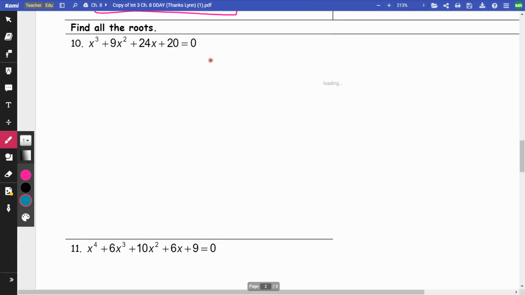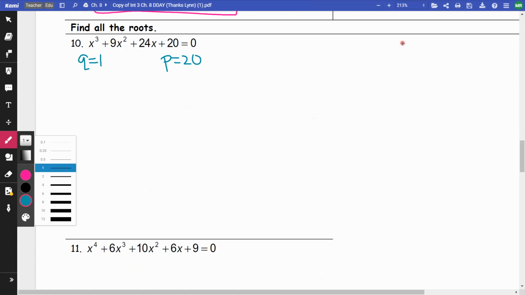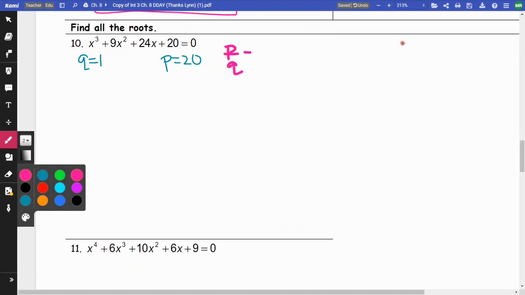On number 10. So in this case, my Q is a 1, my P is a 20. Since my Q is a 1, my P over Q's are actually going to be integers. So I'm going to get things that multiply to 20, positive and negative 1, 2, 4, 5, 10, and 20.